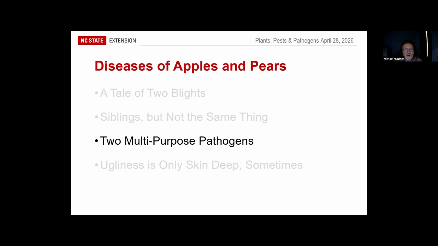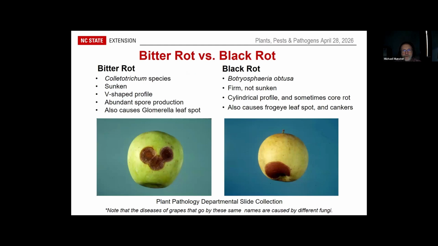So another pair of fungi I want to talk about are two that are kind of multi-purpose. And these are bitter rot and black rot. But I'll be illustrating these on apple. So bitter rot is caused by a couple of species. I'm not sure which one of them. I have to double check on this, but there are a couple of species of Colletotrichum that can get on apples. And bitter rot is one of the diseases.